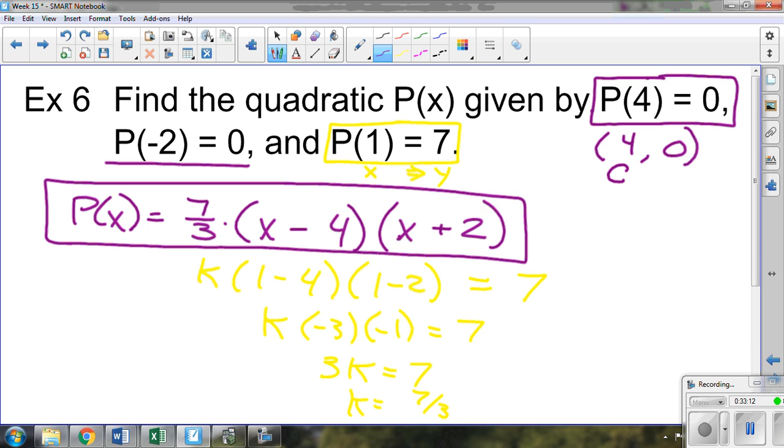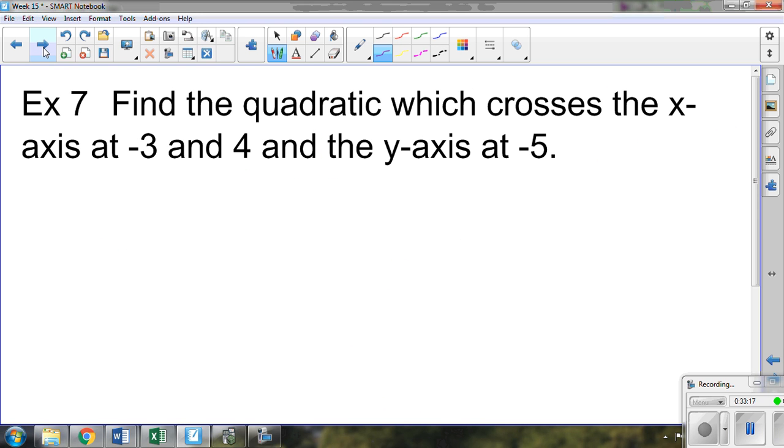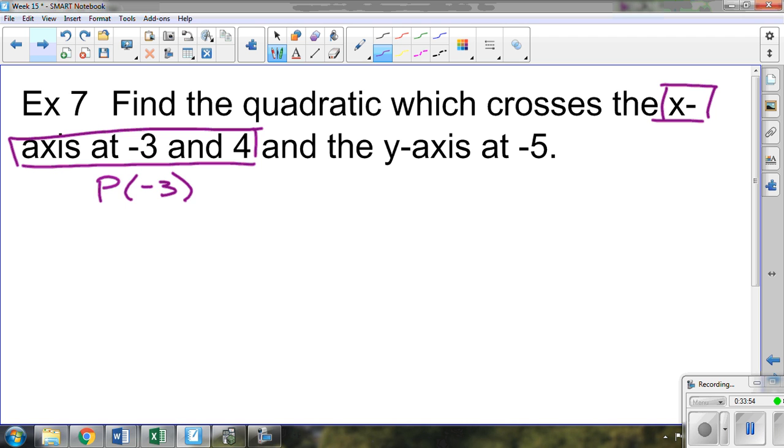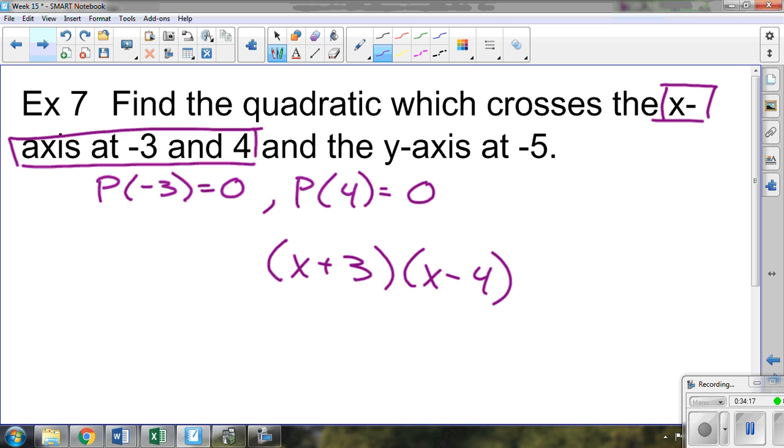Similar problem, just so that you can get a little bit of extra practice with it. Find the quadratic which crosses the x-axis at negative 3, and crosses the x-axis at 4, and crosses the y-axis at negative 5. Well, what is this stuff telling you? If it's crossing the x-axis at negative 3 and 4, it's telling us that at negative 3, the height is 0, and at 4, the height is 0. It's just a different way of writing down those criteria that we had before. It's just a different way of telling us, based on the factor theorem, that we have the factor x plus 3 and the factor x minus 4.